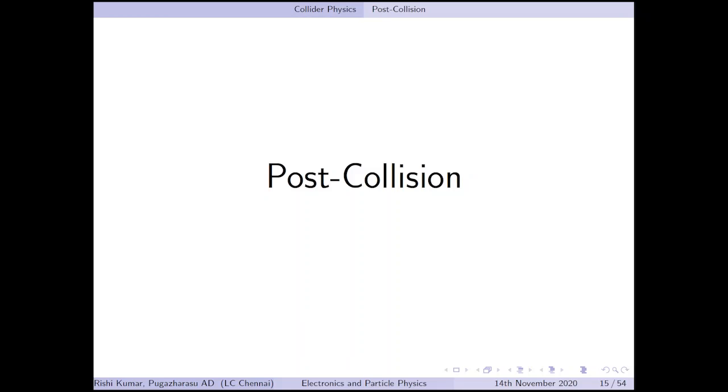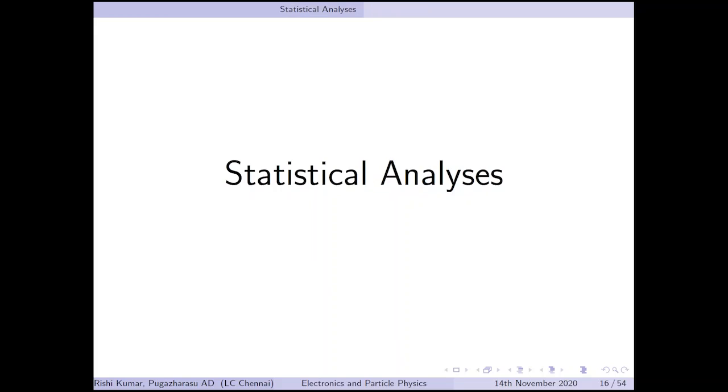So now we come to the post-collision. I think we have finished our collider physics. Now let's go into the statistical analyses that are present in the entire contraption.